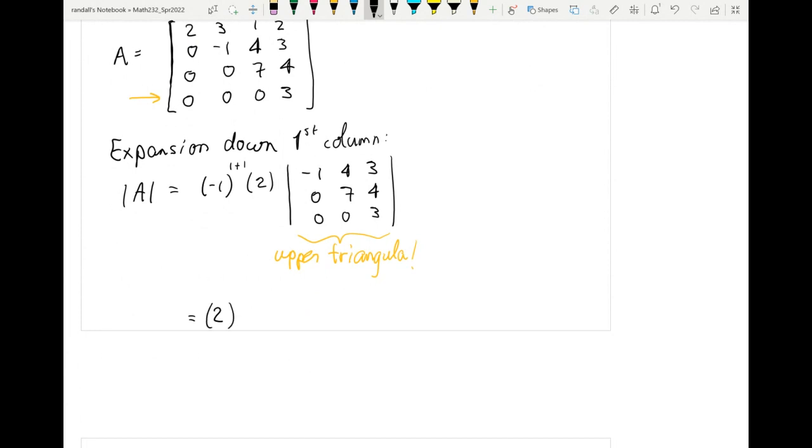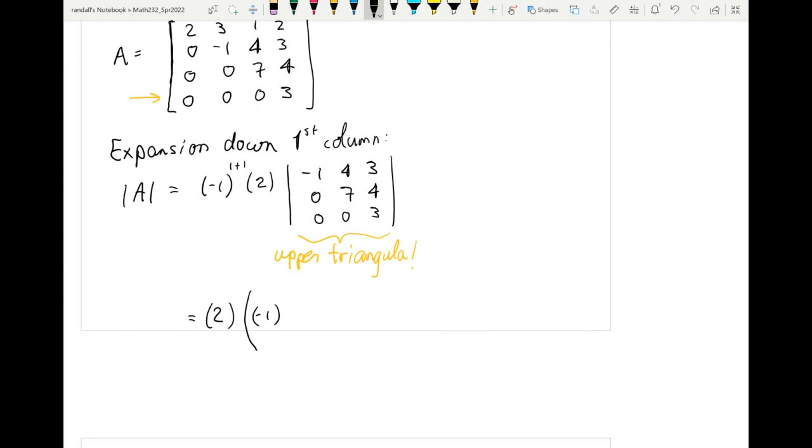Okay, and then I have, I'm going to expand across the first row again. I mean, across the first row. Am I going? Yeah. Or the first, I'm going down the first column again, okay? So, yeah, so down the first column, I'll have a -1 entry.